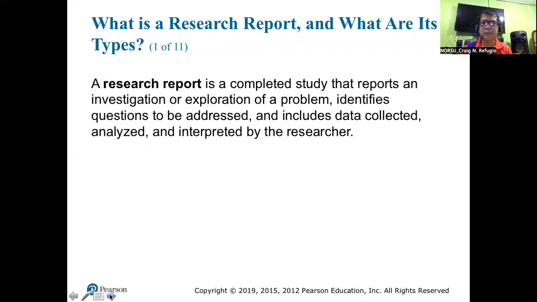What is a research report and what are its types? As you see on the screen, a research report is a completed study that reports an investigation or exploration of a problem, identifies questions to be addressed, and includes data collected, analyzed, and interpreted by the researcher. So as you see, there is what we call investigation or exploration. Remember that the qualitative research design is for exploration and the quantitative research design is for explanation or investigation.